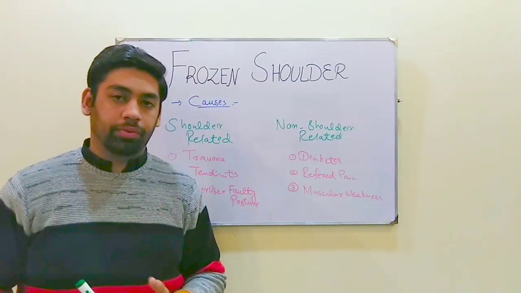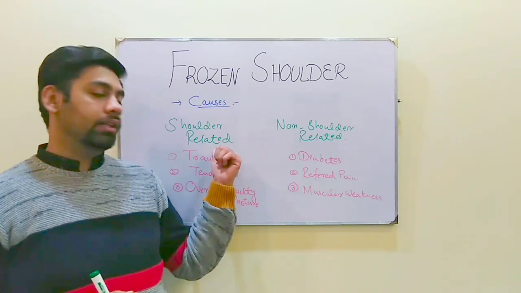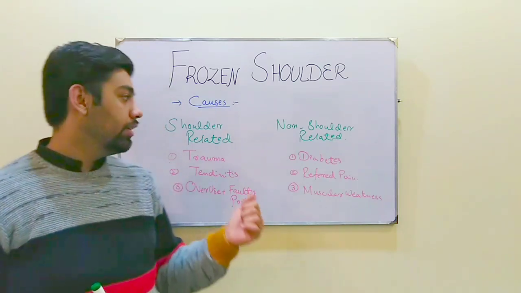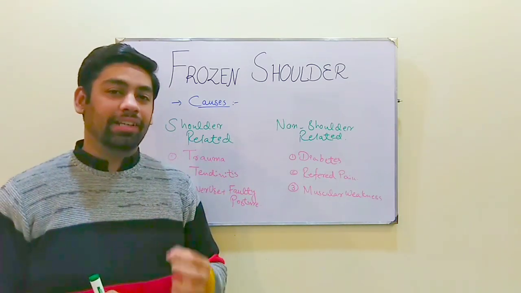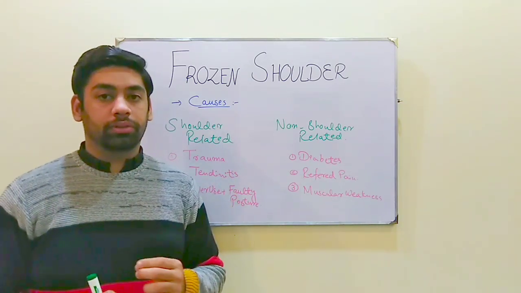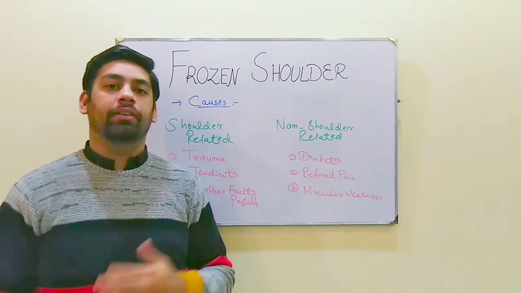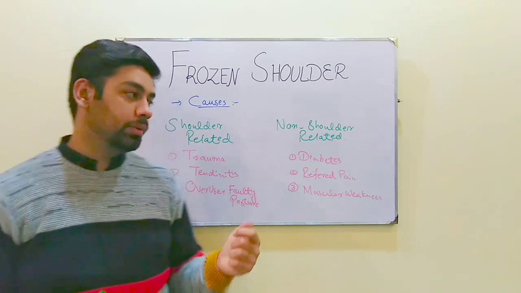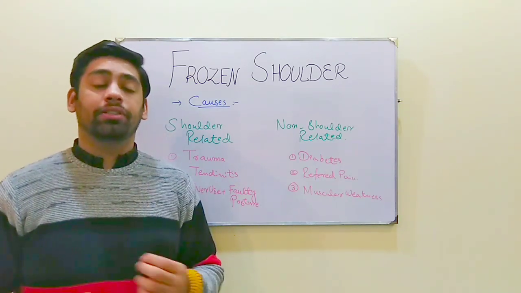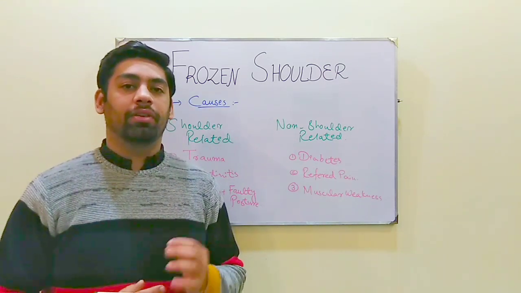About the different causes of the frozen shoulder. The causes of frozen shoulder can be categorized into two categories. The first one are the causes directly related to the shoulder, and the other are non-related to the shoulder. Talking about the first category, which is related to the shoulder, are the trauma, tendinitis, and the overuse and the faulty posture. Any trauma around the shoulder joint can lead to the decreased activity, and which can further lead to the development of the frozen shoulder. Then the tendinitis of the muscles around the shoulder joint, or due to the injury of the rotator cuff muscles, there is the decreased use of arm, which can further lead to the development of the frozen shoulder.